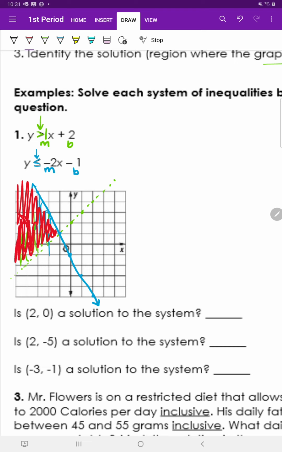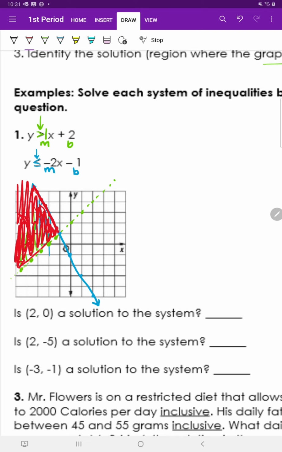And a few things I want to point out about this region. Anything along a solid line is a solution. So all of the points along this solid blue line are part of our solution set. However, down here we have a dotted line. These points are not part of our solution.